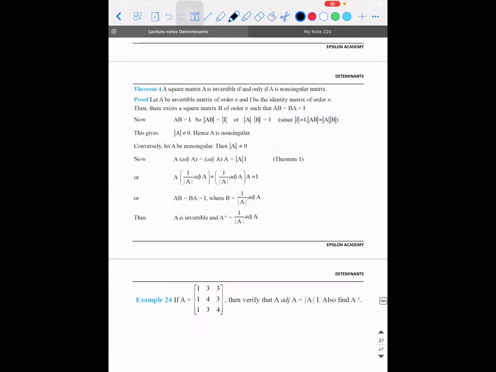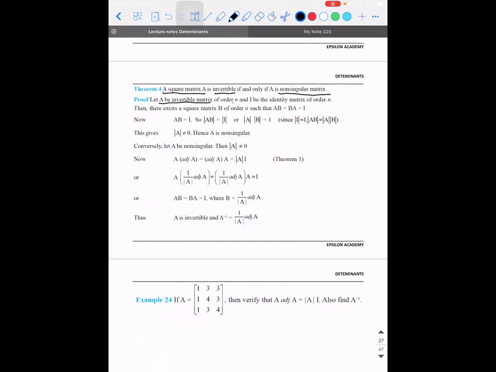Now comes the question of inverse. So if there is a square matrix A which is invertible, when I say invertible, it has to be a non-singular matrix, because the inverse of A is always defined in terms of the adjoint of A, adjoint of A divided by the determinant of A. Let's see the proof of it. It's a simple one.